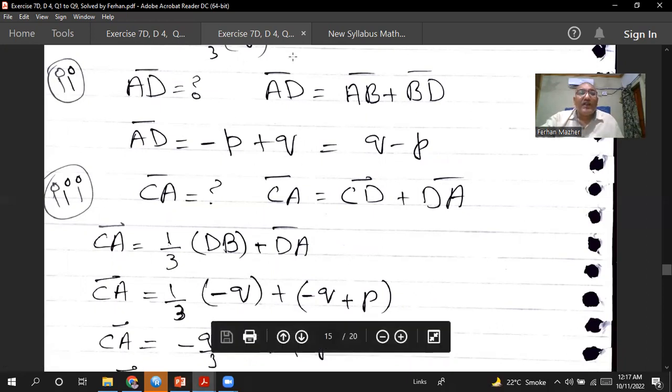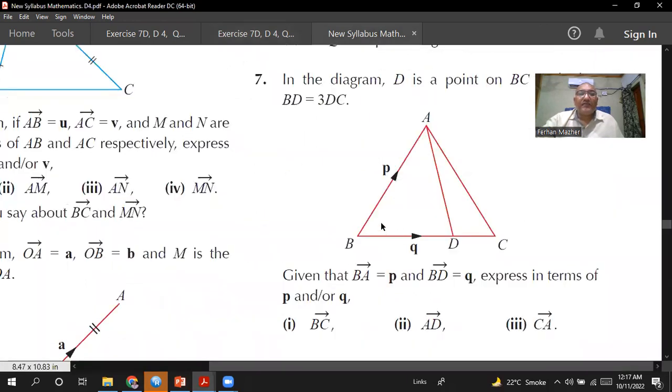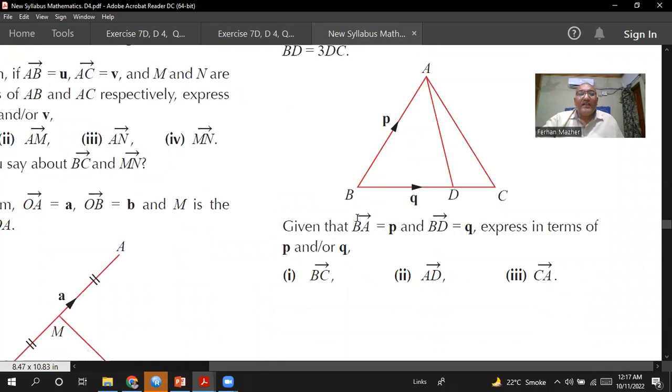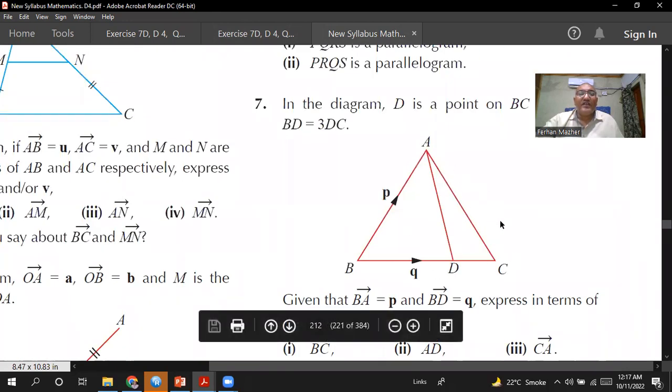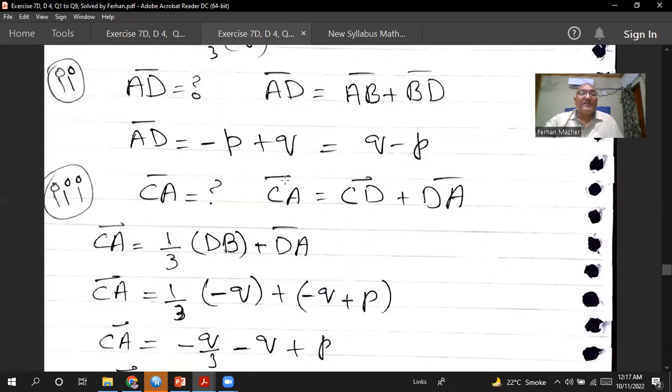So this is how you will find the AD. Very simple. Then they want us to find out the CA, from C to A. From C go to B, from B go to A. Very simple bypass.